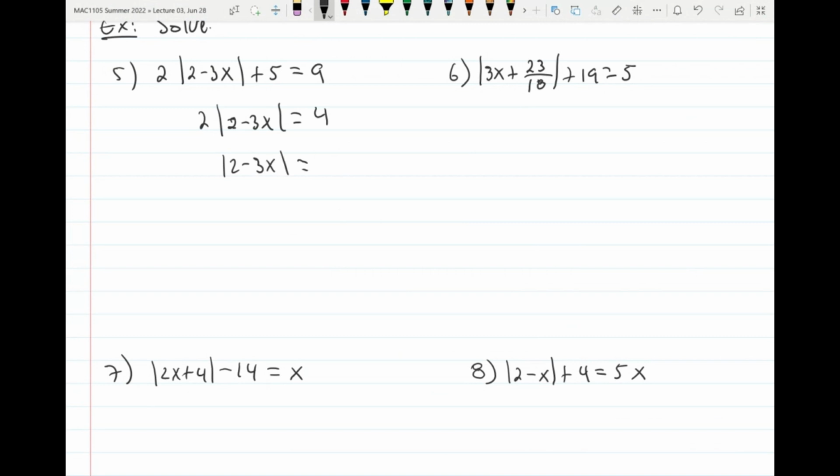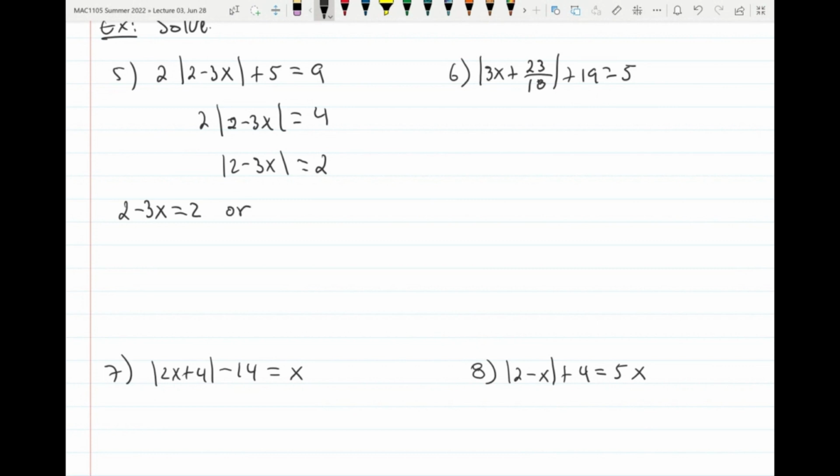Here it's very important to leave the absolute value alone. So if you have something here, you have to divide. Okay, even if it's not going to cancel, just divide. So it's going to be equal to 2. Okay, what do we do now? Split it into 2 minus 3x equals 2 and 2 minus 3x equals negative 2.